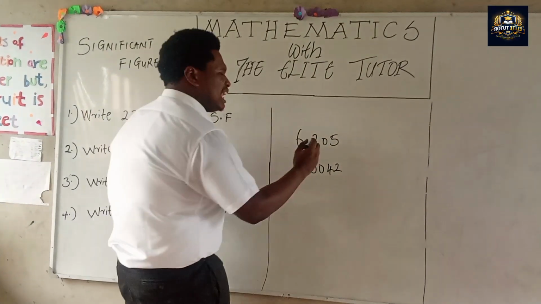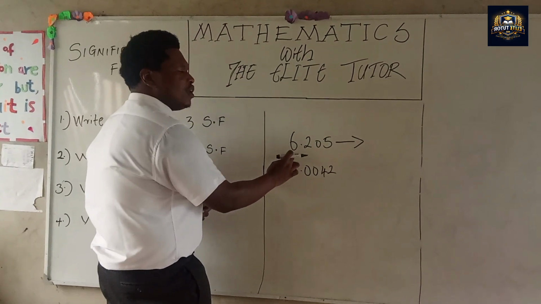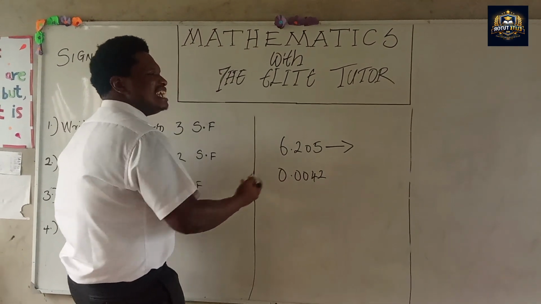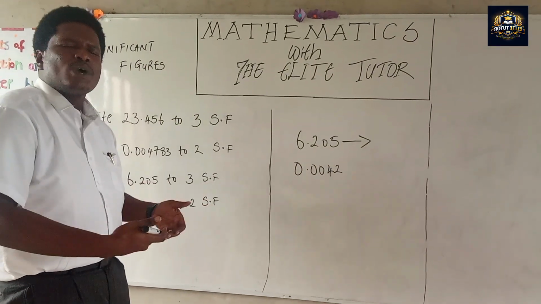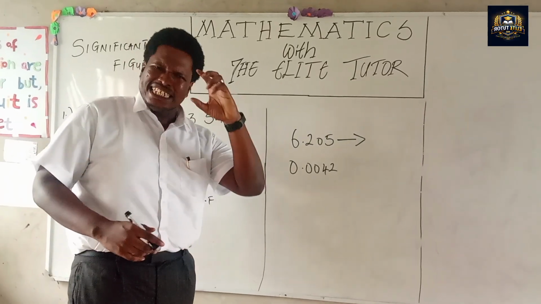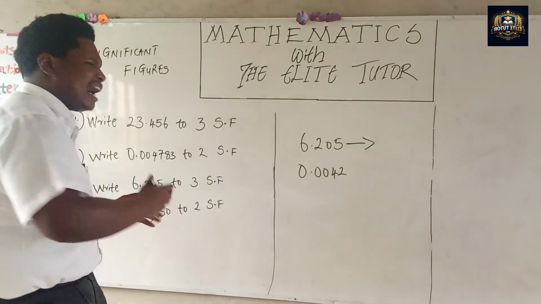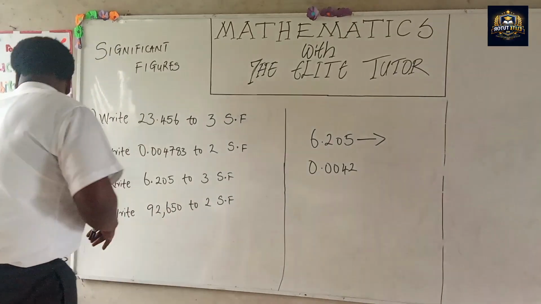But when we have something like this, we can call this zero a significant figure. Why? It is a zero between non-zero digits. So that's what we mean by the definition. Now let's solve, so that the definitions can also make more sense to you.